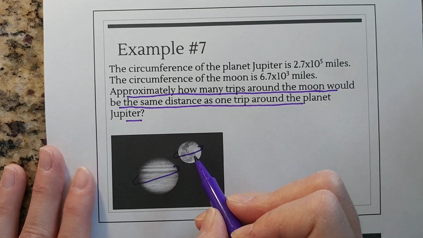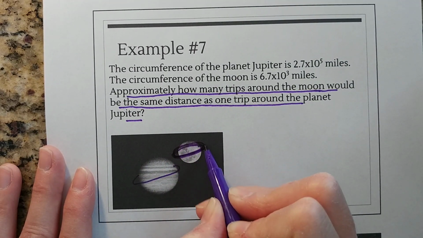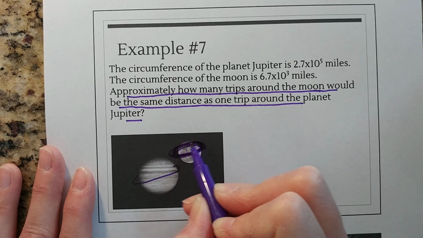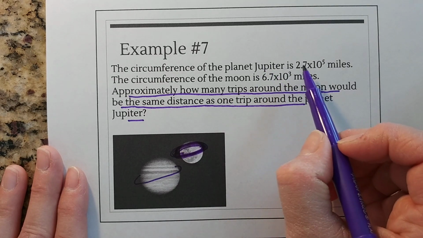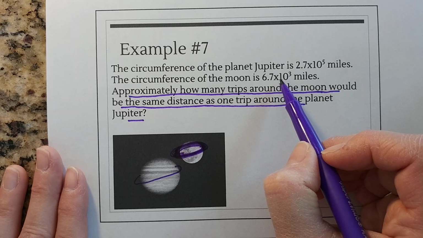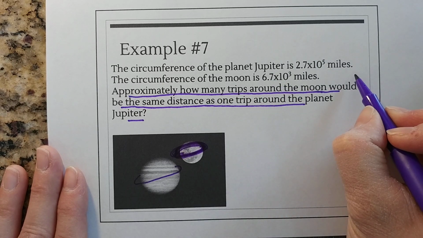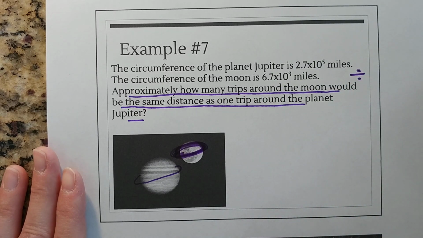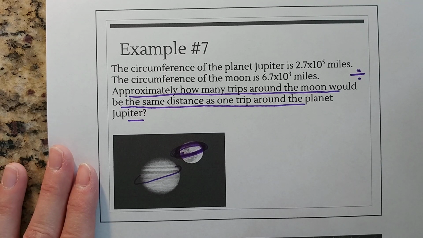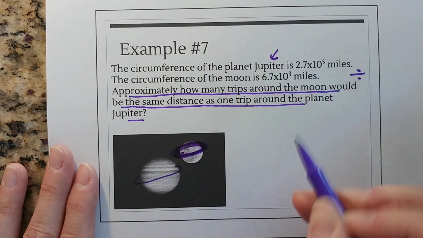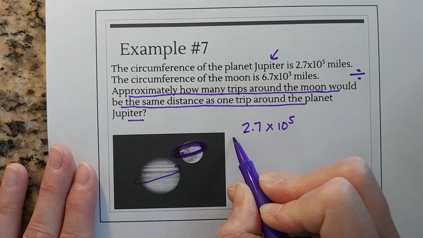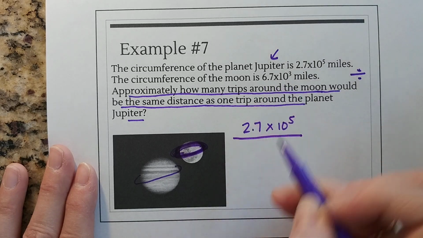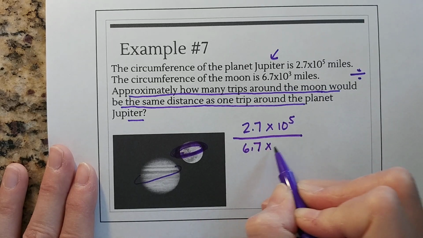So it's asking, how many times would I have to circle around the moon in order for it to be the same distance as just one time around Jupiter? Well, that's asking you, how many times bigger is Jupiter than the moon? So are you seeing this as a division problem? I am too. Let's take our bigger planet, which is Jupiter. We're going to take Jupiter, 2.7 times 10 to the 5th, and we're going to divide it by the circumference of the moon, 6.7 times 10 to the 3rd.